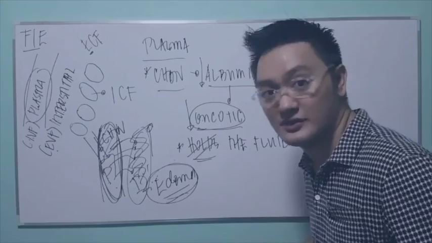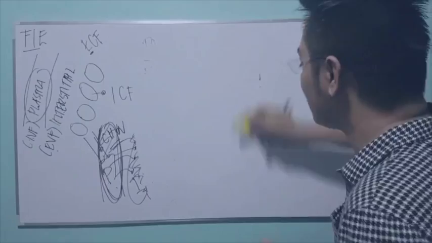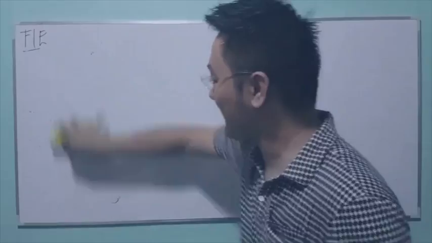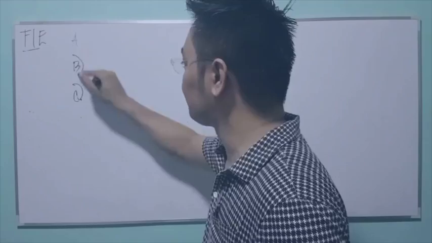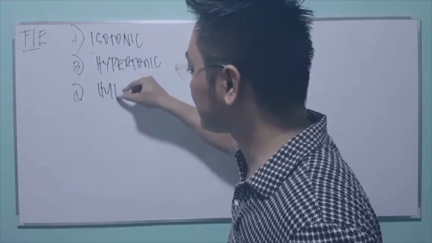That is why in the hospital or in any medical setup, you have to understand the three common solutions used in the medical field. And these solutions differ in their tonicity. I hope you can still remember the different solutions, okay? Now, let's try to recap those solutions. So your A, B, and C. Letter A, you have your isotonic solution. B, you have your hypertonic solution. And C, you have your hypotonic solution.